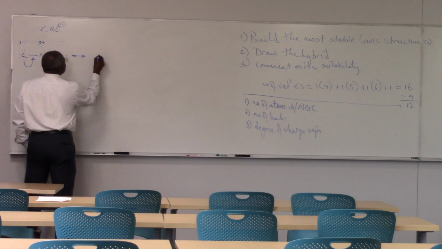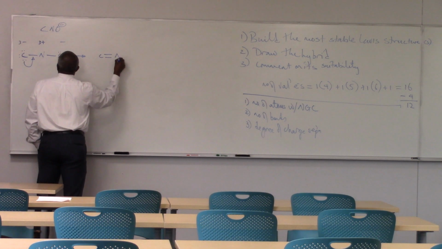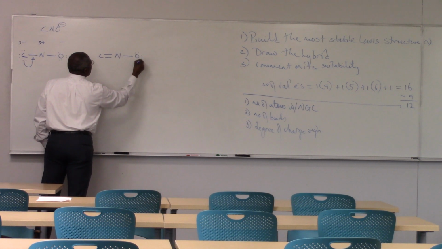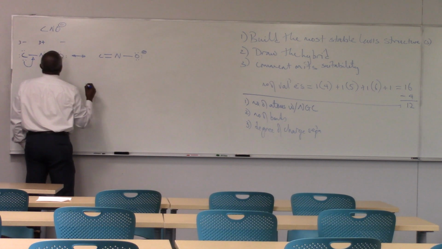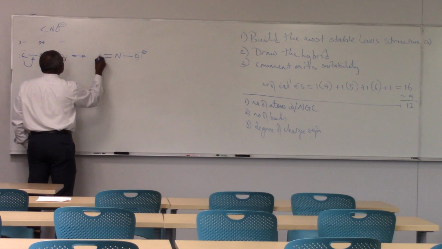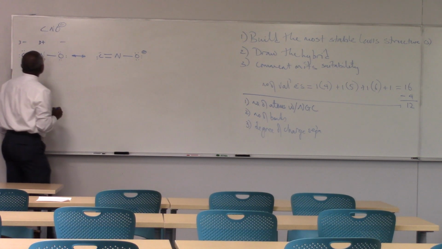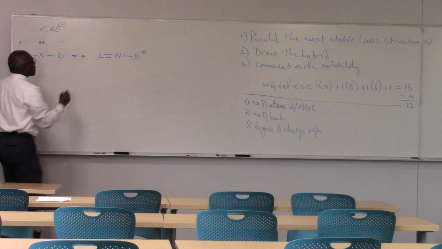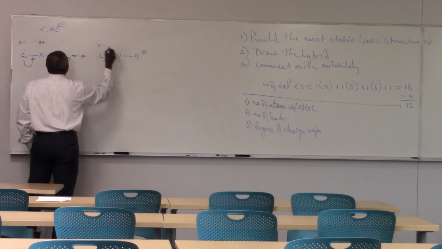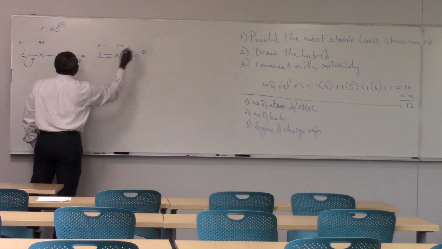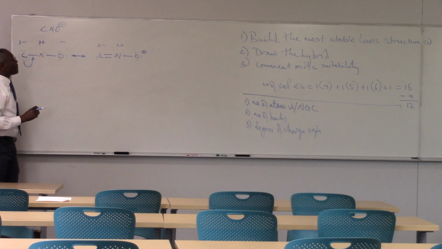I'm going to draw my resonance arrow, and that's going to give me C, double bond N, single bond O, which I have not touched. And I'll have 1, 2, 1, 2 lone pairs. Formal charge of the carbon is going to be 2 minus. On the N is going to be 2 plus, and there'll still be a 1 minus charge on the O.